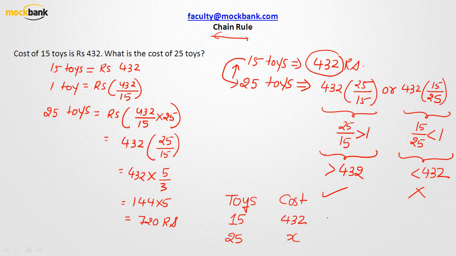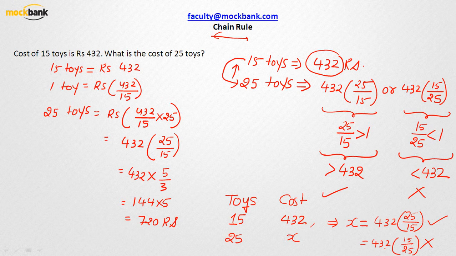So the value of x will be 432 times this ratio. Either the answer will be 15 over 25 or 25 over 15. What is the ratio that we need to take over here? 25 over 15. That is the correct answer. And if you take 432 times 15 over 25, that is going to be the wrong answer.